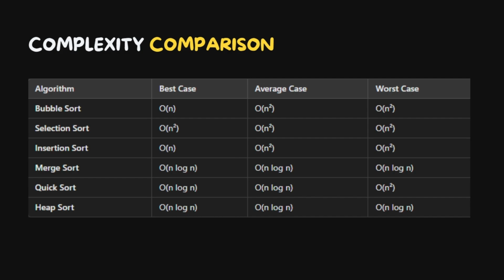For heap sort, best case is order of n log n, average case is order of n log n, and worst case is also order of n log n. From this table, you can see why algorithms like merge sort and quicksort are widely used and why counting sort and radix sort are valuable for certain kinds of data.